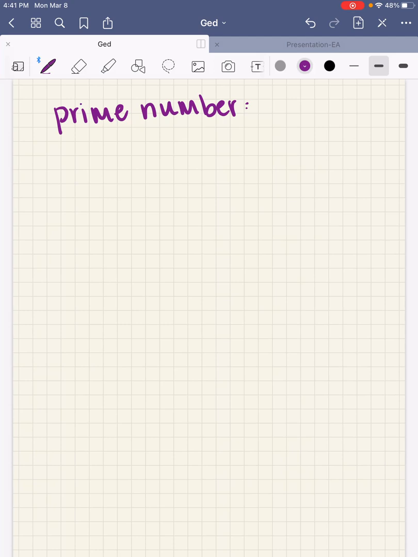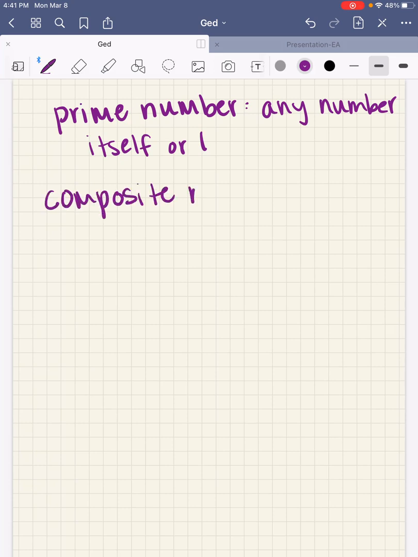So a prime number is any number that can only be divided by itself or 1. This is as opposed to a composite number, which can be divided by other numbers besides just itself or 1. So examples of a prime number would be 1, 2, 3, 5, 7, 11, and so forth. These are all numbers that can't be divided evenly by any number besides itself or 1.